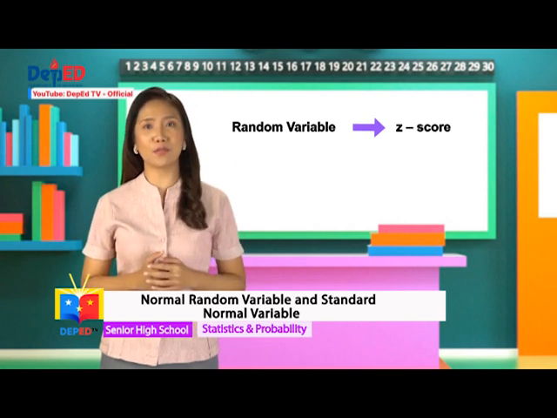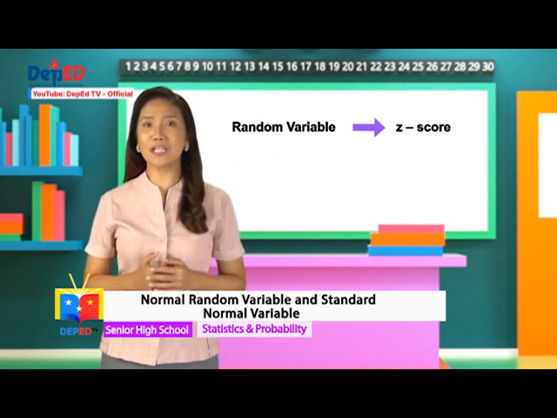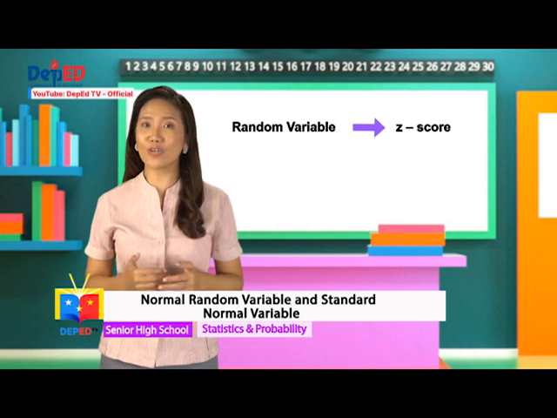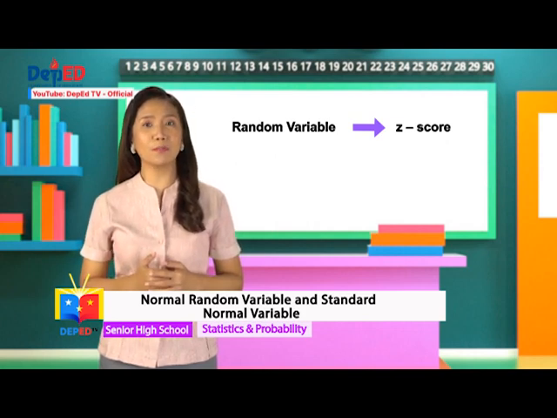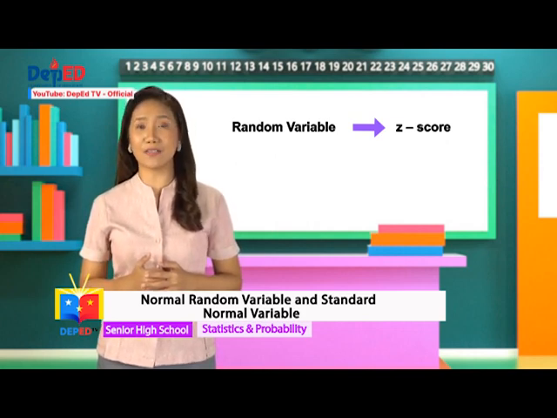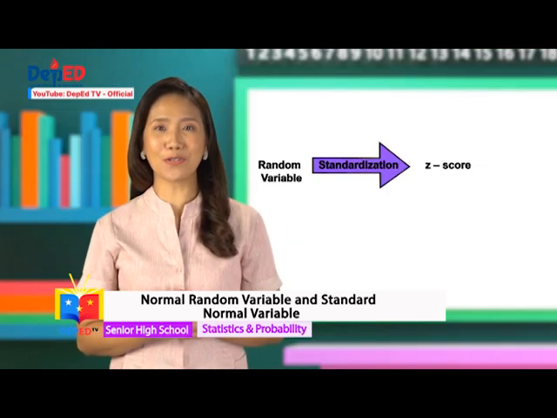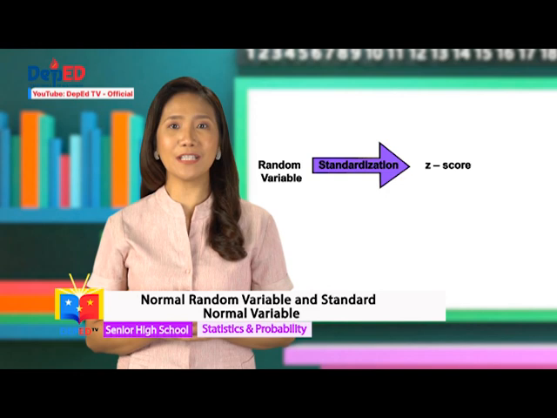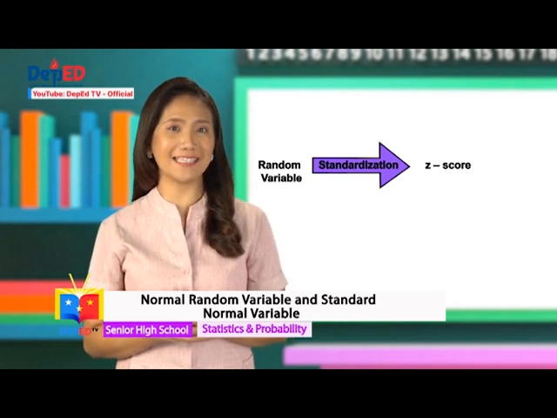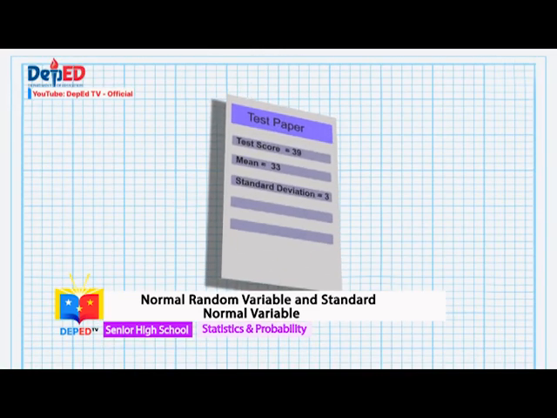In solving real-life problems involving the normal curve, it is particularly important to convert a random variable to a standard normal variable or z-score. This procedure is known as standardizing or standardization of a random variable, where a standardized value is called a z-score. A z-score is a measure of the number of standard deviations a particular data value is away from the mean. Suppose your score on the test in probability and statistics is 39, and the scores are normally distributed with a mean of 33 and standard deviation of 3.